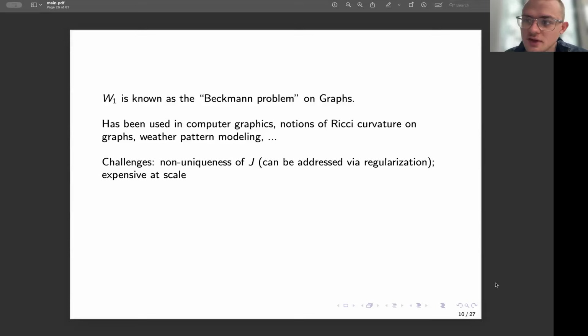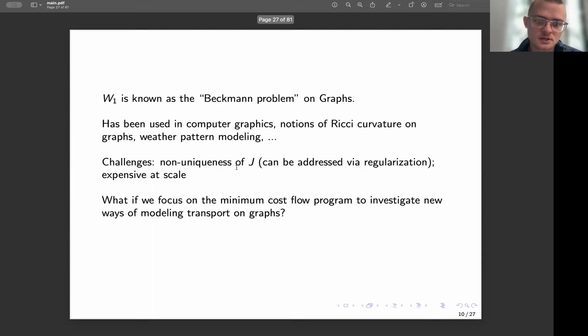So one of the challenges of implementing this particular program at scale is that j is non-unique. This is pretty common when you have a constrained L1 norm optimization problem. A lot of the minimizers there are non-unique, and that is the case here. This uniqueness issue can be addressed via regularization, but even with regularization, this program can be expensive to solve at scale. And when I use the word scale here, I mean it in two ways. Either when the graph itself is very large, or if the number of measures whose pairwise distance you want to compute is large as well. So in those two scaling senses, this can be quite expensive to implement.